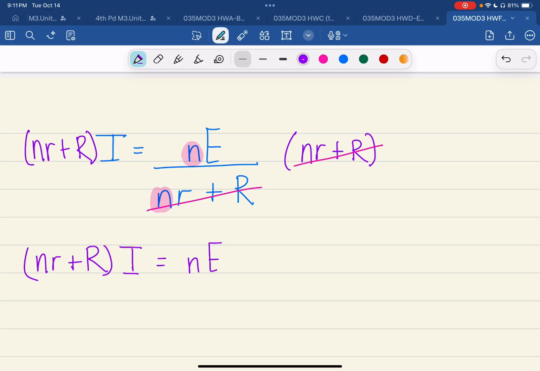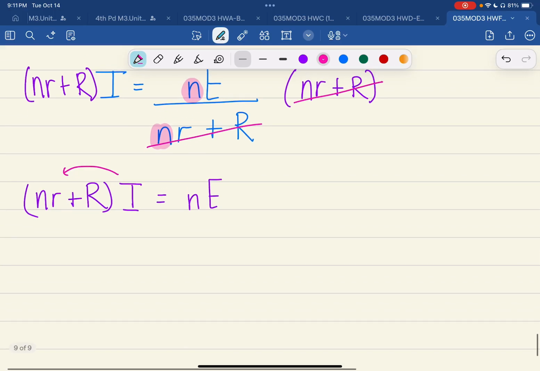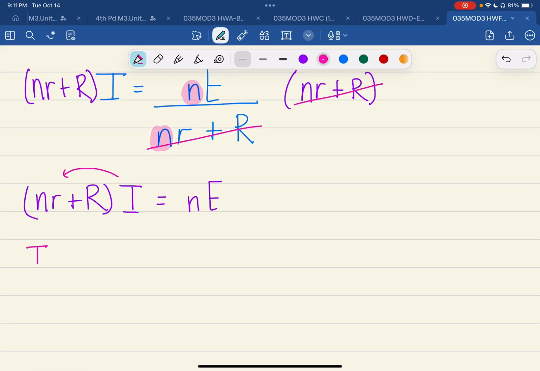Okay, so I've still got 2 N's. I need to get my N's together if that's what I'm trying to solve for. But this one on the left is kind of trapped. I need to get rid of those parentheses. So to do that, we're going to distribute this I through. So we're going to say that this is now I times NR plus I times R equals NE. So now that N is no longer trapped inside those parentheses.